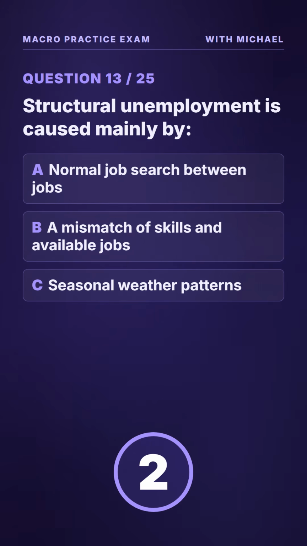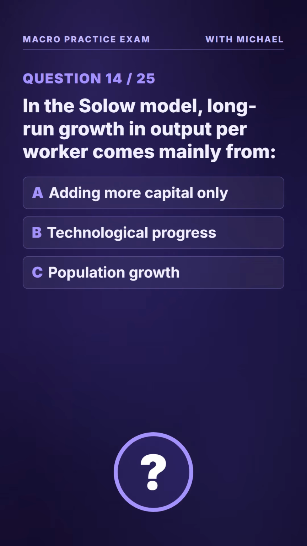Question 14. In the Solow model, long-run growth in output per worker comes mainly from A. Adding more capital only. B. Technological progress. C. Population growth.